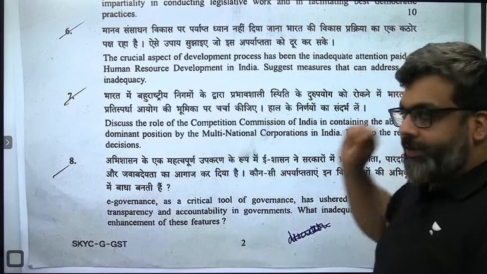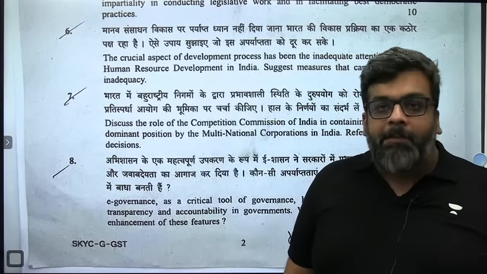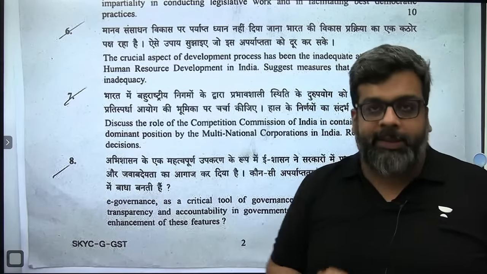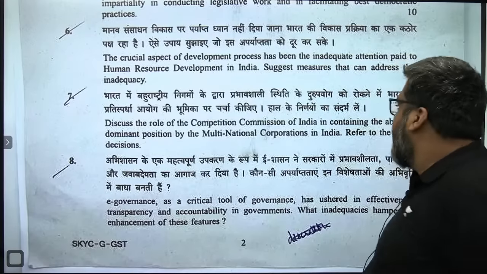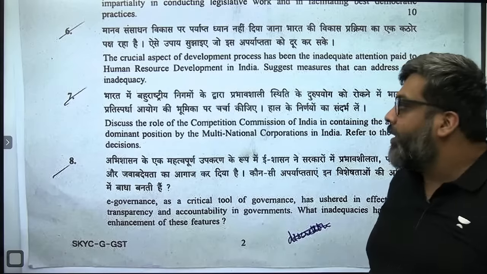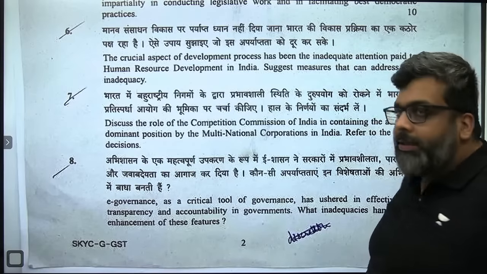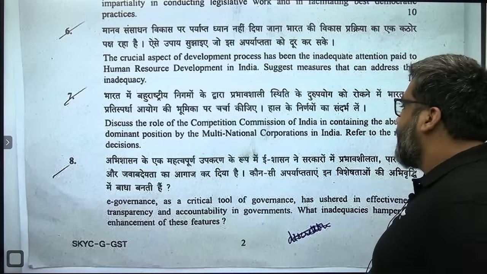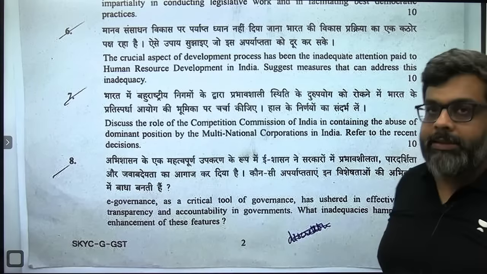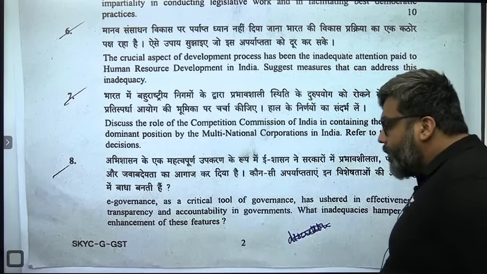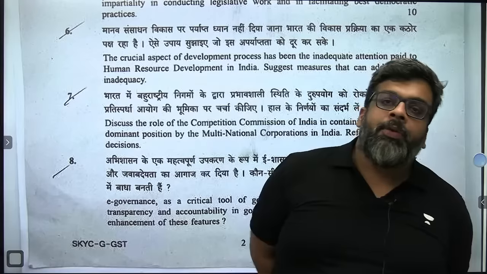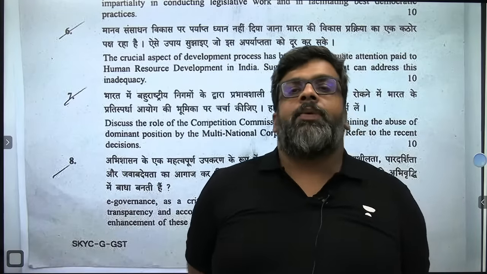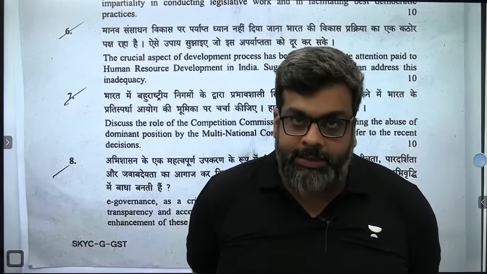Now, question number 7. This is a question which I think is a little bit of a tough question. Discuss the role of the Competition Commission of India in containing the abuse of dominant position by the multinational corporations in India. Refer to the recent decisions. The problem with this question is that not only does it require you to understand what the Competition Commission of India does, it also requires you to understand what the Competition Act of 2002 is.